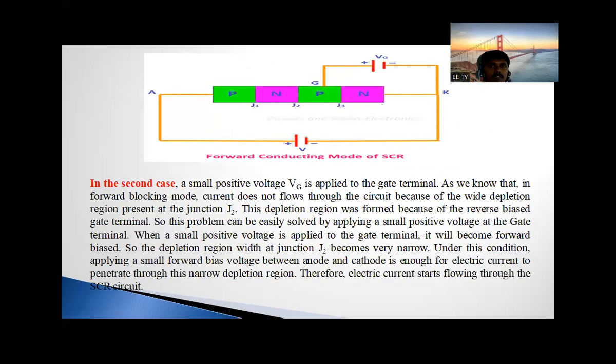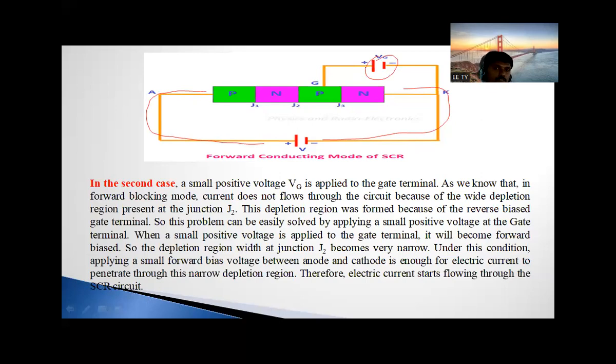by applying some amount of voltage to the gate circuit. Second step is by applying some amount of voltage to the gate circuit. Here in forward conducting mode, the anode is still connected to positive and the cathode is still connected to negative. This is the first condition. Is it okay? And we are applying some amount of voltage to the gate circuit. Gate circuit को some voltage apply किया इधर.